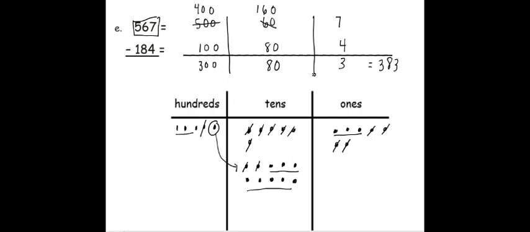So using the expanded form and the place value chart helps keep track of the unbundling and decomposing that needs to be done in certain subtraction cases.